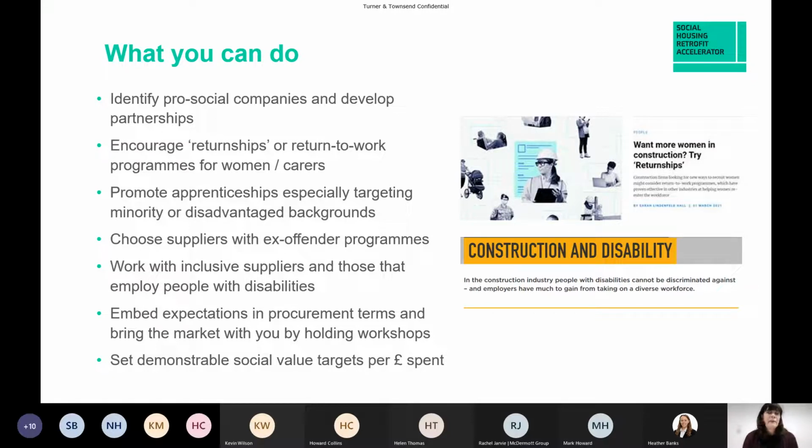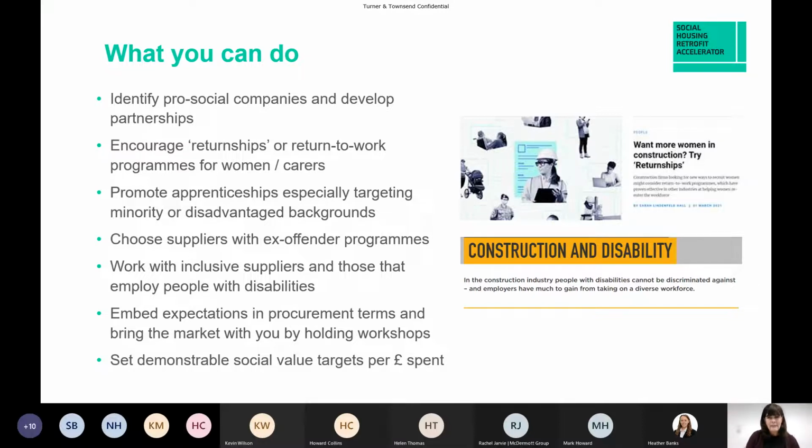Some of the very obvious areas that often happen are things like encouraging returnships, return to work programmes, which can be for women or any carers, they don't have to be female. Those sorts of initiatives tend to be some of the immediate go-to ones, because they can be bundled up quite well. Promoting apprenticeships, especially targeting minority and disadvantaged backgrounds, can be really important.